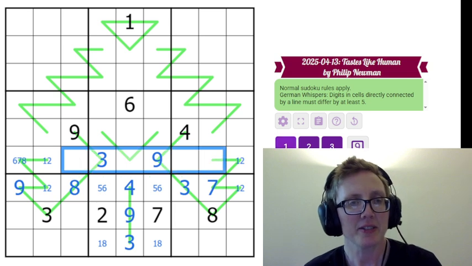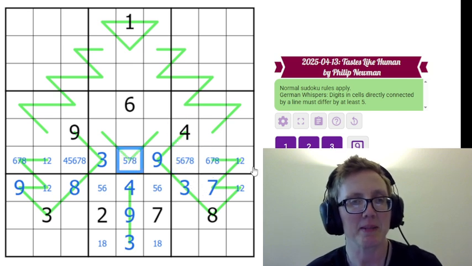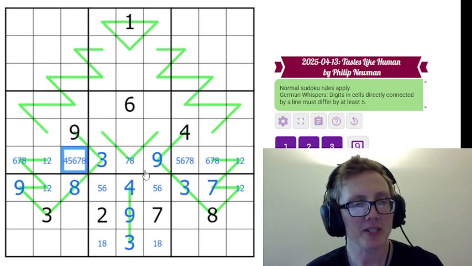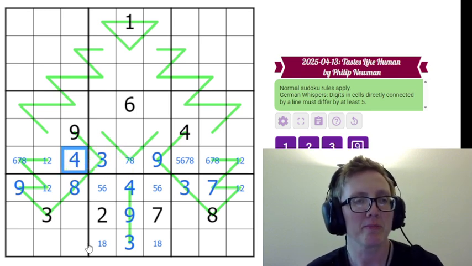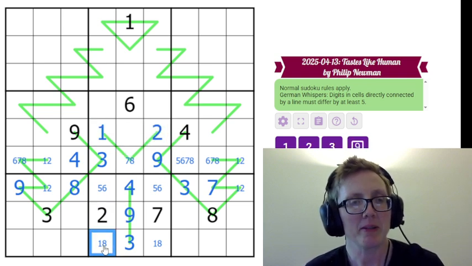Up here, I still need 4, 5, 6, 7, and 8. This can't be a 4 or a 5. That can't be a 4 because there is a 4 in the region. That can't be a 4 or a 6 or a 5. So this is the only place where I can put a 4 in this row. So 4 is going to go right there. This guy has to be next to a 1 and a 2, which go that way because of the 2 right there.